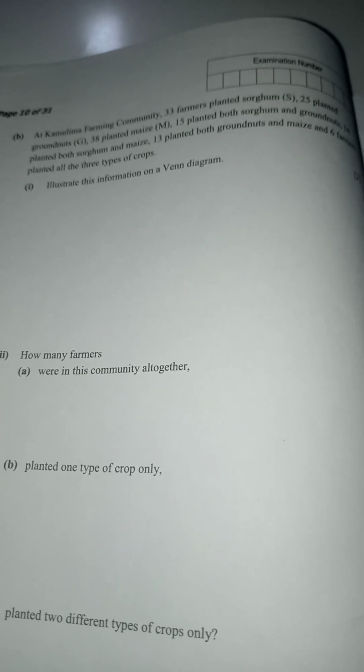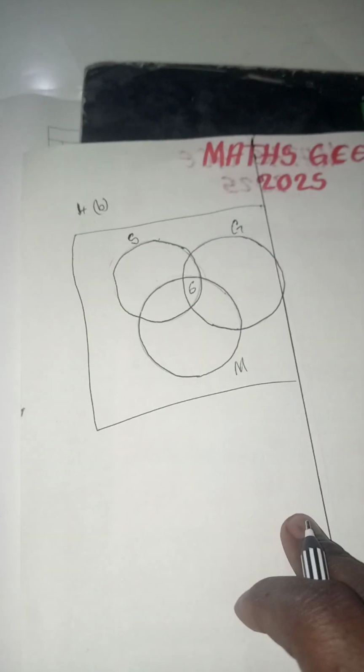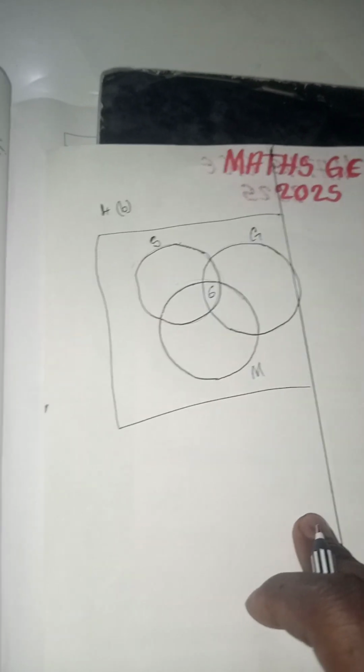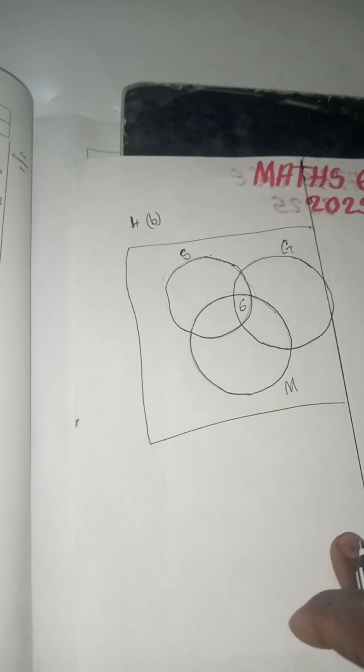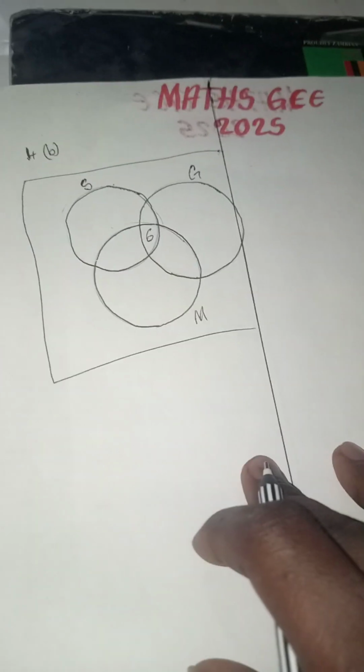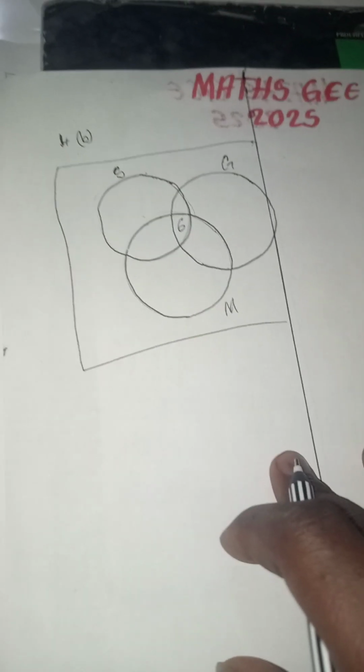So now the question is saying that we illustrate this information on a Venn diagram. What is a Venn diagram? A Venn diagram is here. We have been given this Venn diagram. We are saying that we enter this information that we have been given into this Venn diagram.